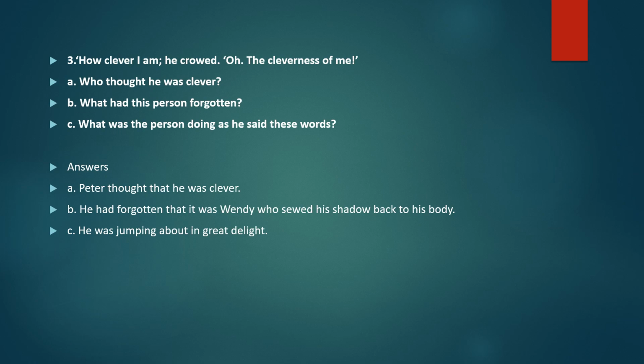Who thought he was clever? Yes, Peter thought that he was clever because he was showing his cleverness. What had this person forgotten? Well, he had forgotten that it was Wendy who sewed his shadow back to his body. Next one is, what was the person doing as he said these words? Peter was jumping about in great delight. Clear?